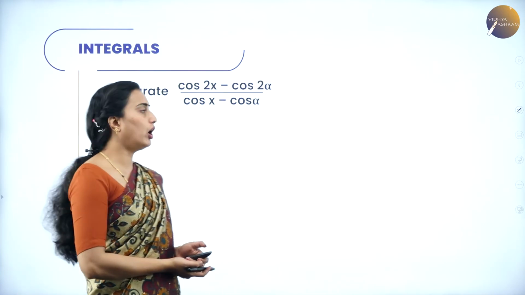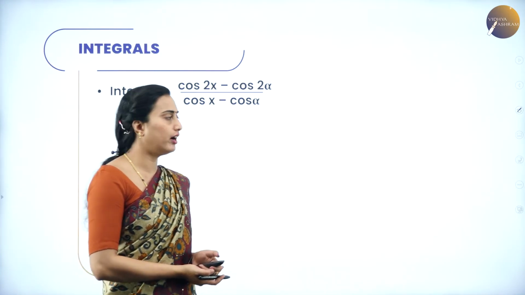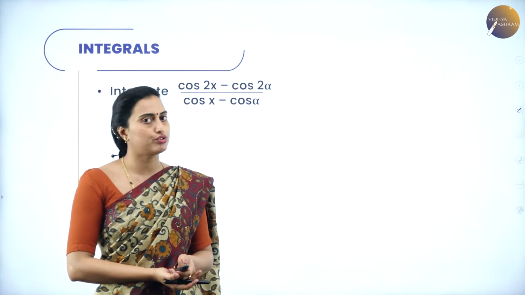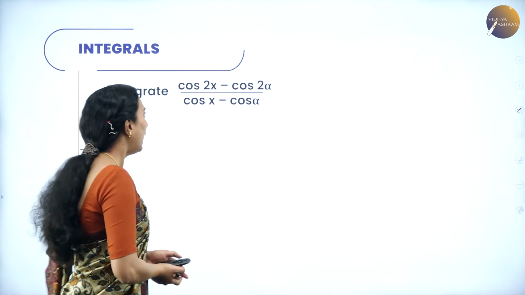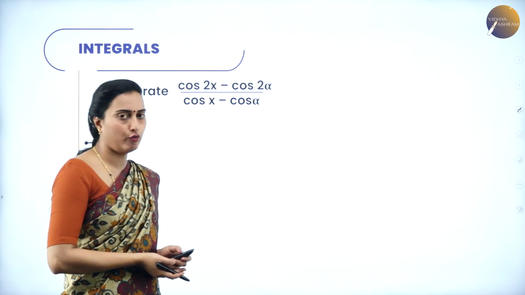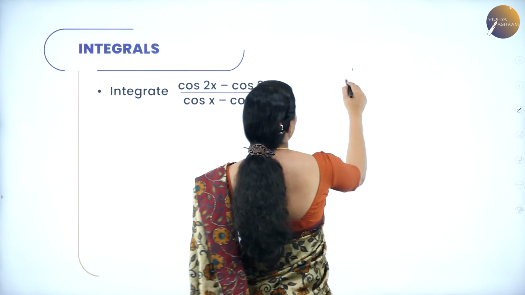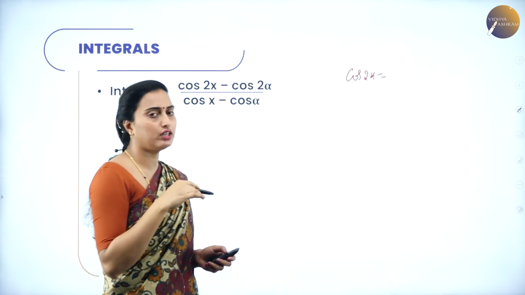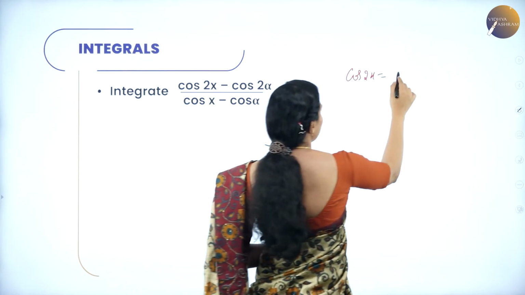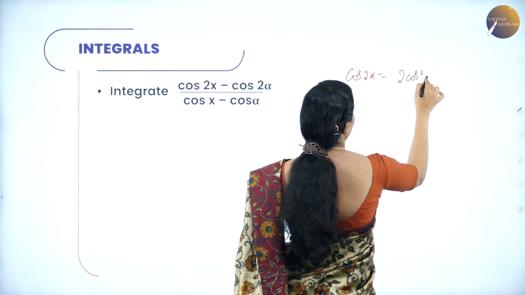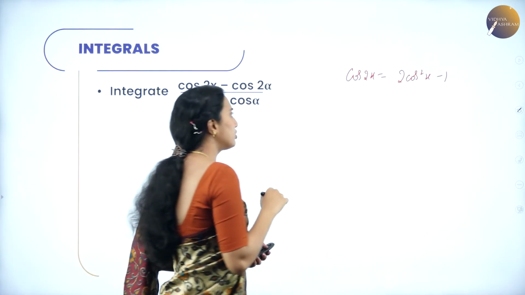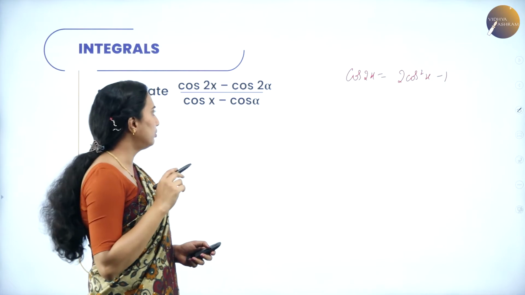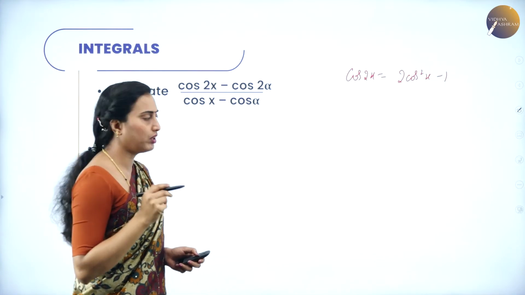What they've asked: cos 2x minus cos 2 alpha divided by cos x minus cos alpha. So here I am writing cos 2x in the form of what? You know already, cos 2x, since all it is in terms of cos, I am going to bring all in terms of cos itself. Cos 2x can be written as 2 cos squared x minus 1. Similarly, cos 2 alpha can be written as 2 cos squared alpha minus 1.